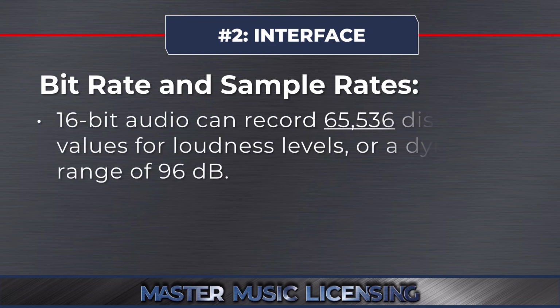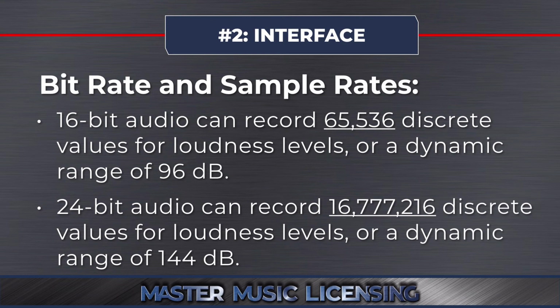What does this mean? Well, 16-bit audio can record 65,536 discrete values for loudness, or basically a dynamic range of 96 dB. That sounds like a lot, doesn't it? That sounds pretty amazing. But we also know that we can record in 24-bit. What's the difference? Well, 24-bit audio can record 16,777,216 discrete values for loudness, or a dynamic range of 144 dB.